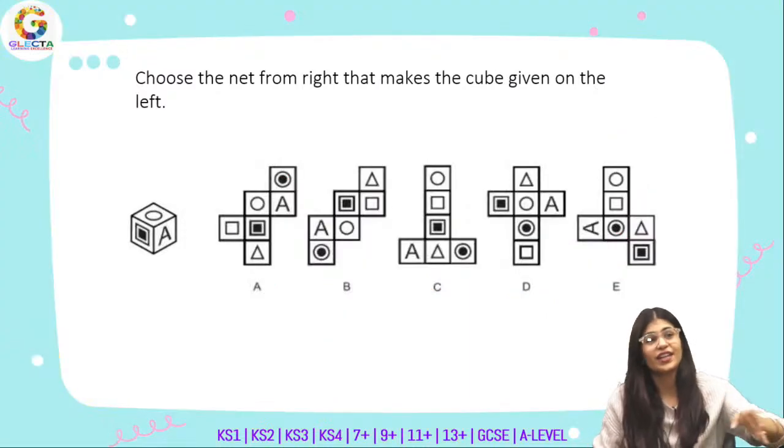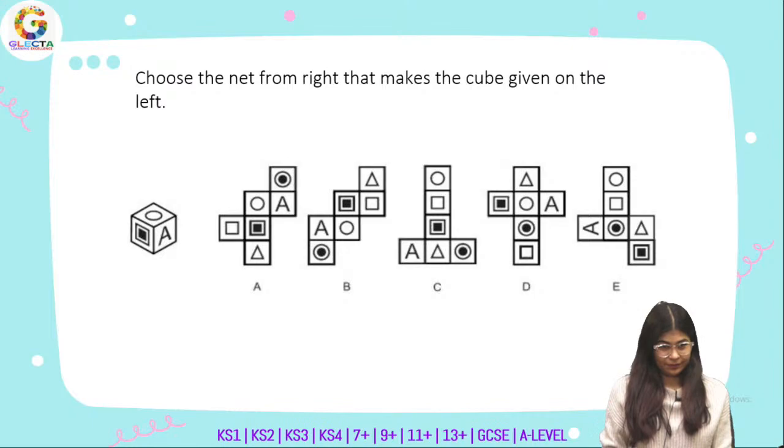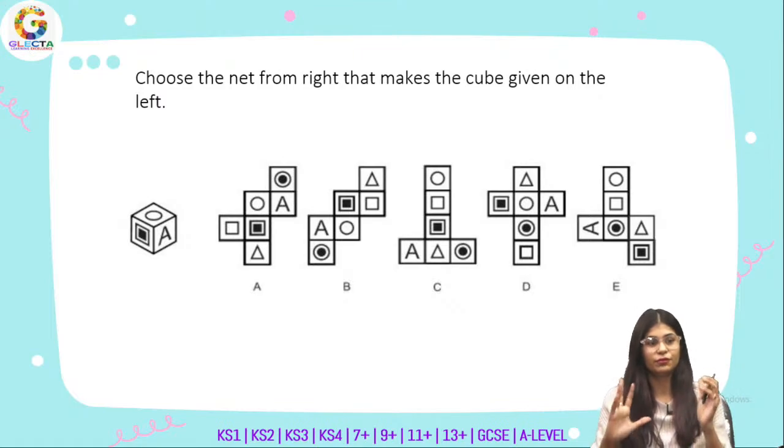Very nice. Now try this question. Everyone in the chat section, quickly answer this question. Let me also try. Ooh. Oh, this is complicated. It's a teeny bit complicated, but try to rotate them in your head.